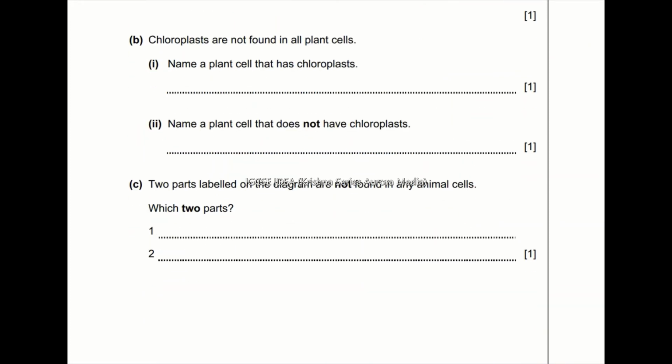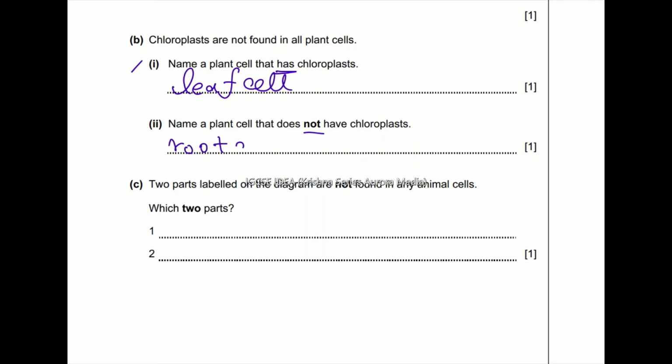Chloroplasts are not found in all plant cells. Name a plant cell that has chloroplasts. Okay, that has chloroplasts. Leaf. Leaves have chloroplasts. That does not have chloroplasts. Let's see, root cells.